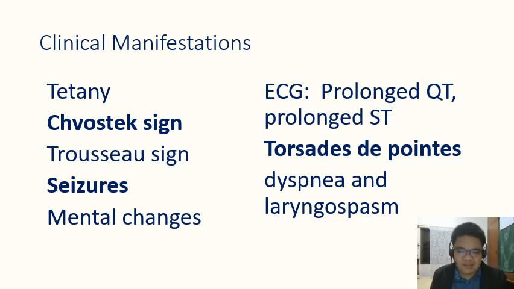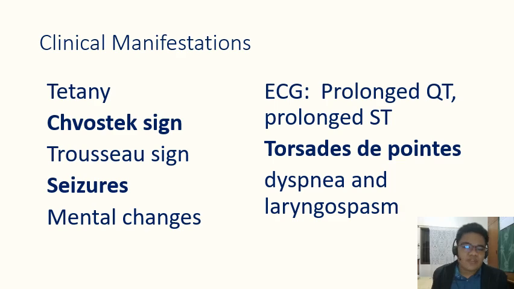facial muscles. You also have Trousseau sign, which is elicited by placing the BP cuff at about 20 millimeters of mercury above the systolic blood pressure. And this would cause carpopedal spasms. That's for your Trousseau sign. Seizures are also brought about by neural excitability. The same with your mental changes. For the ECG, prolonged QT and prolonged ST is expected.